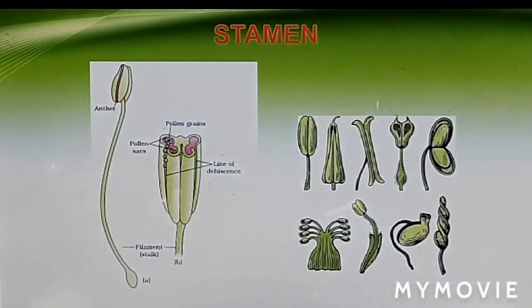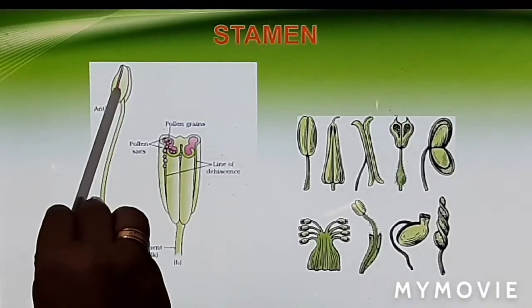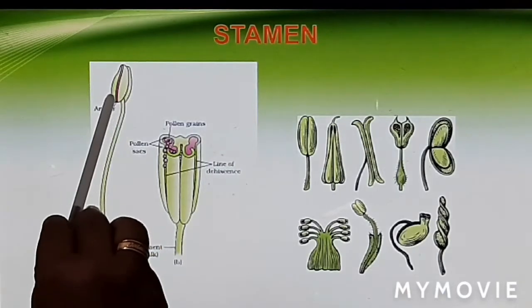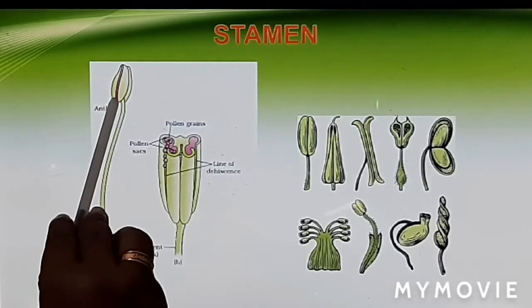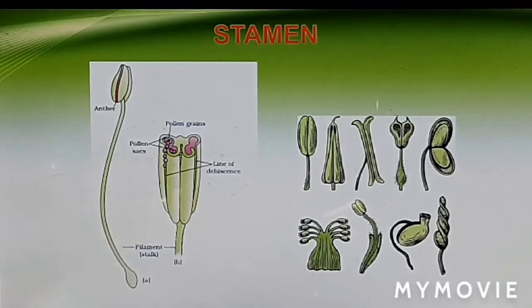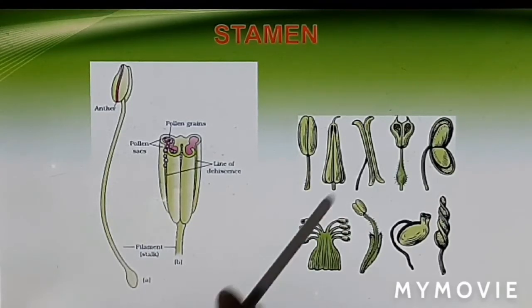of the filament. A typical angiosperm anther is bilobed, that is it has two lobes and each lobe is again divided into two chambers or theca and hence it is called dithecous. And the anther is a bilobed dithecous structure. Even though the structures are common, in different flowers, the shape and size of anther and filament are different as seen in these diagrams.